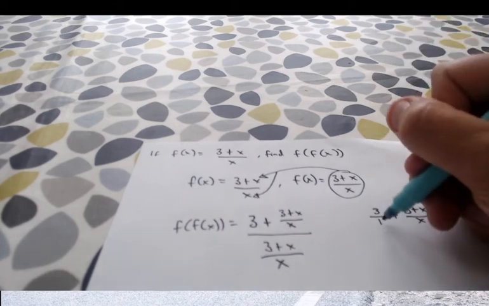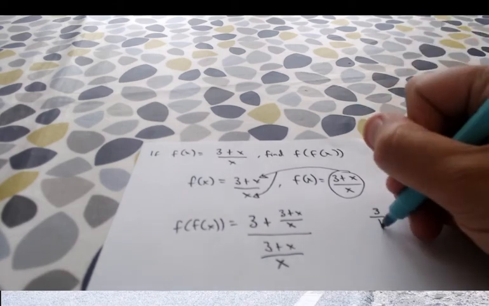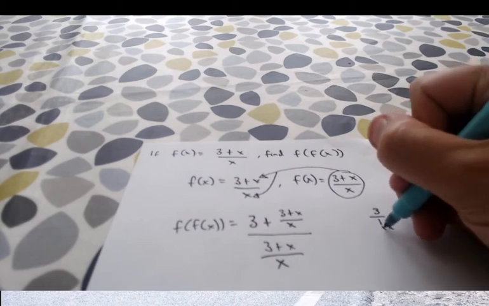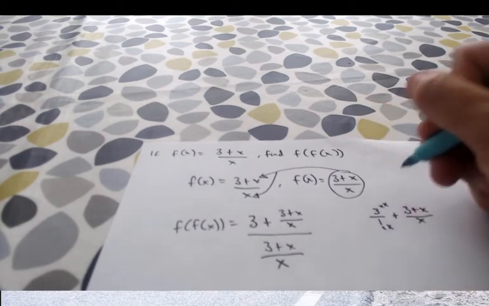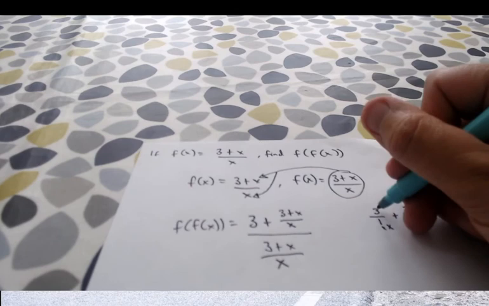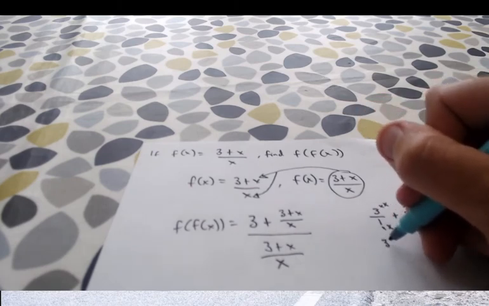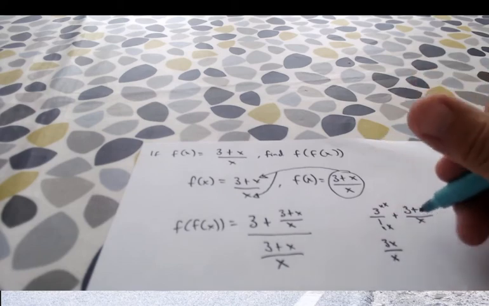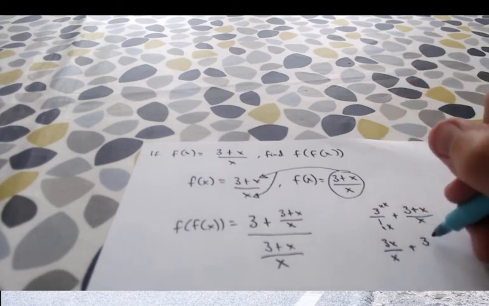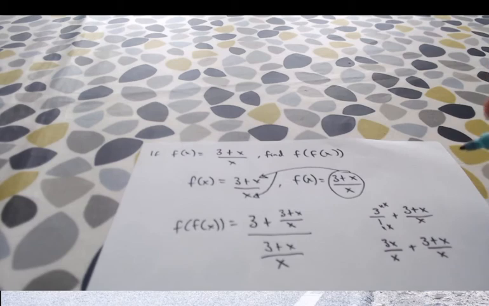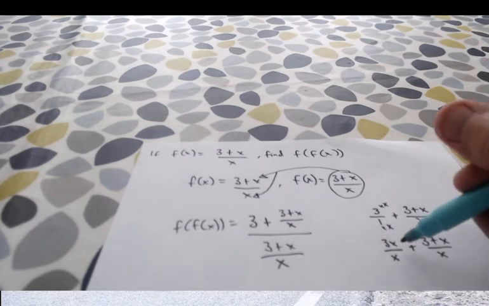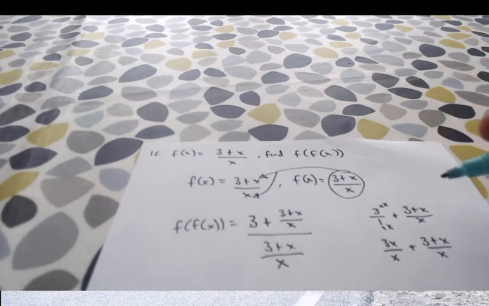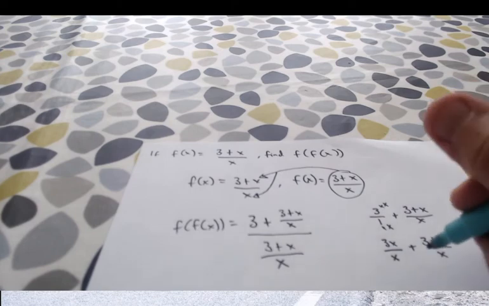I want this to be the same as this on the bottom, so I'm going to multiply this side by x. Whatever you do to the bottom, you do to the top. That would give me 3 times x, 3x. Bottom line, 1 times x, x. And this thing here I've still got is the same. Except this time I'm adding the fractions together and the bottom bits both say x, so I can combine these two fractions together.